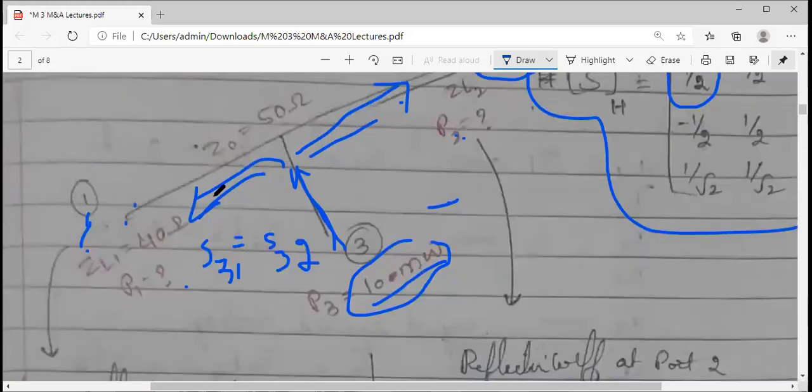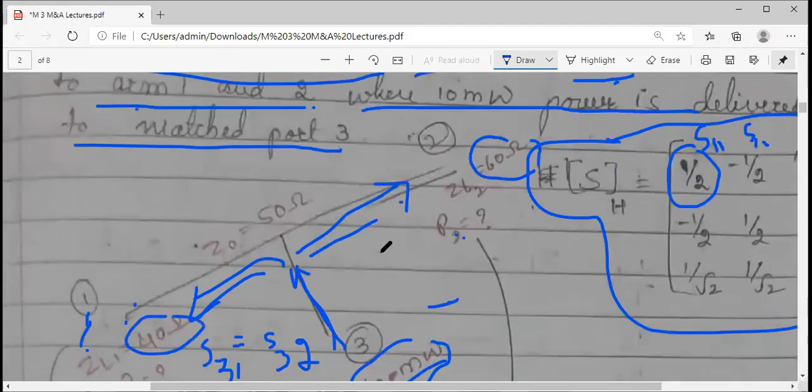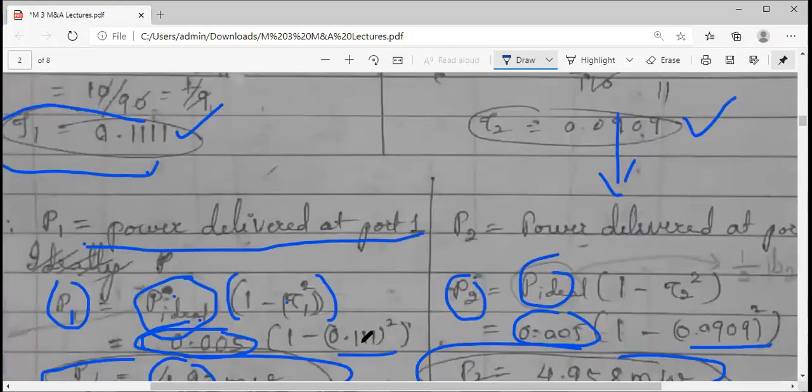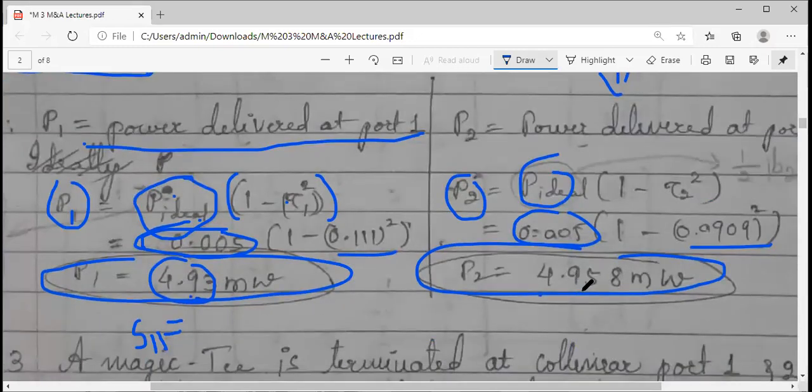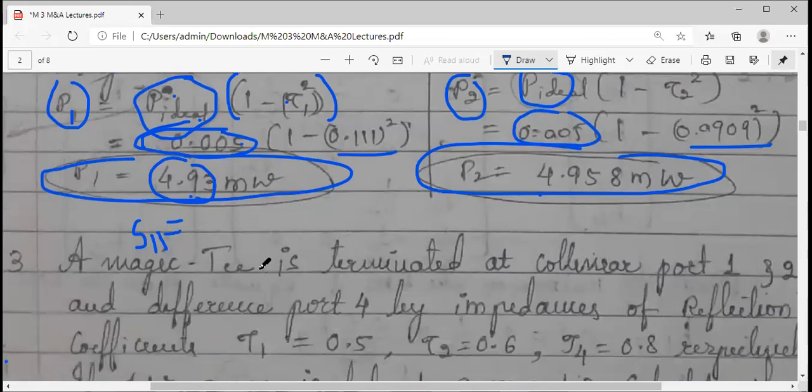Because they are not perfectly matched. They have different load values. Because of these different load connections, 40 ohm and 60 ohm, we are getting different power, 4.93 and 4.958. Ideally, we should have got 0.005, that is 5 milliwatts and 5 milliwatts. But it is not that much. It is less than that because of those load values. Hope you understood this.